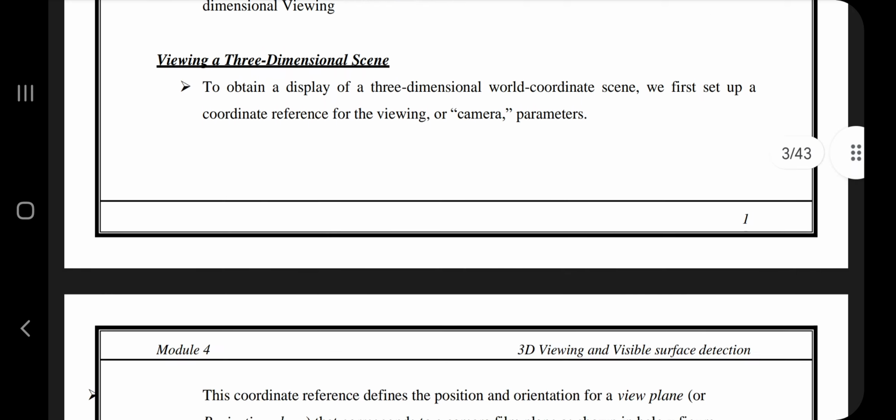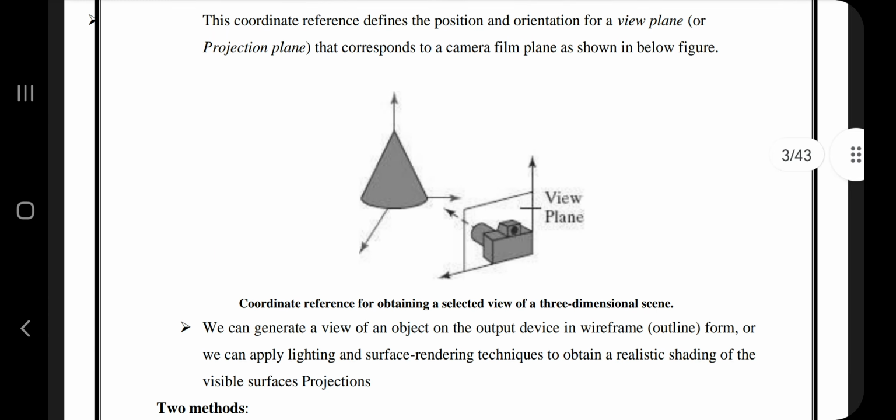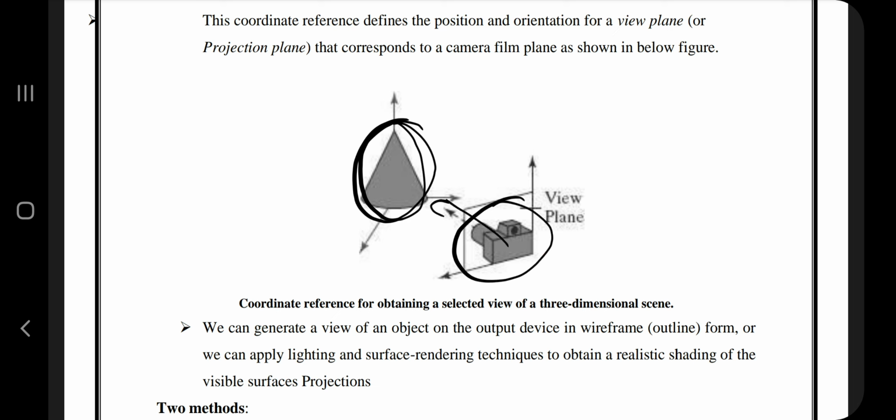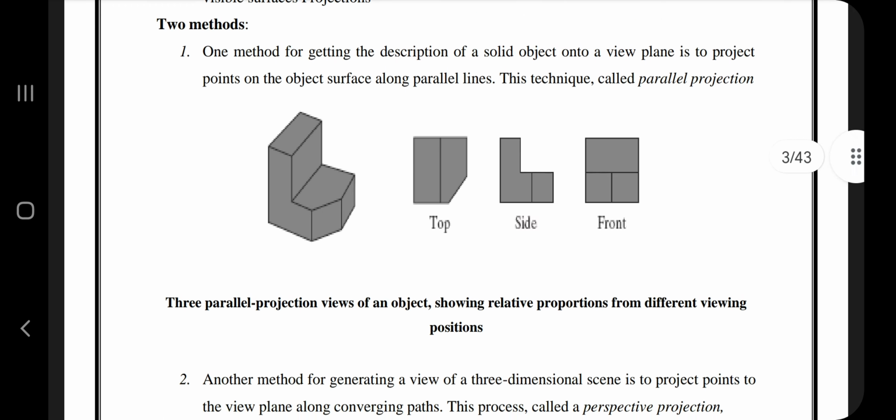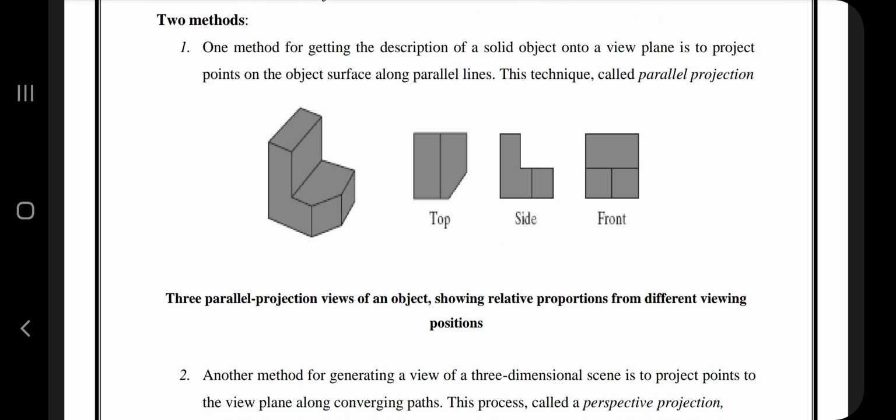So how do you view a 3-dimensional scene? Firstly you'll be setting the object here. These are the key points which you have to mention in the answer script if they ask for the 3D viewing concepts. Firstly you will place the object in the modeling frame, and then you will be using the camera to capture the image, and you will be using different perspectives. You will be changing the camera position, as well as the camera is placed under the view plane. Those are the key points you have to mention. And there are two methods. One is the parallel method, the other is the perspective method.